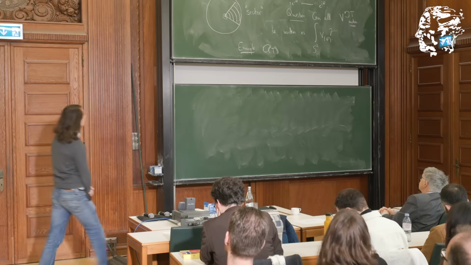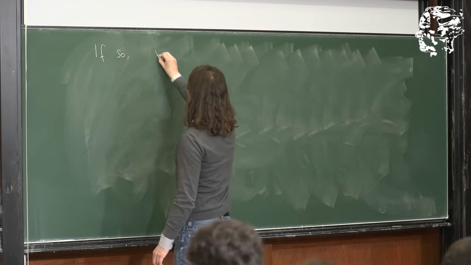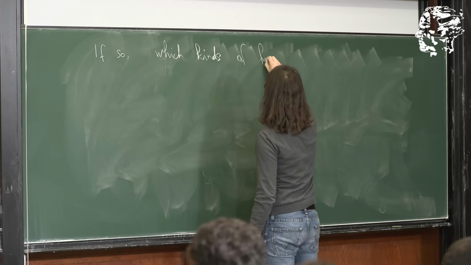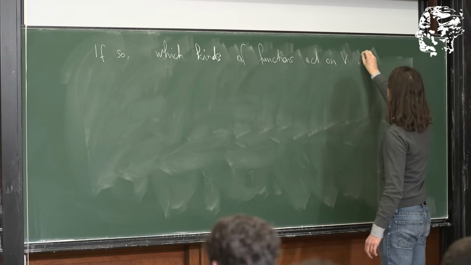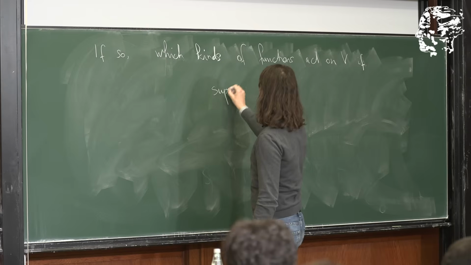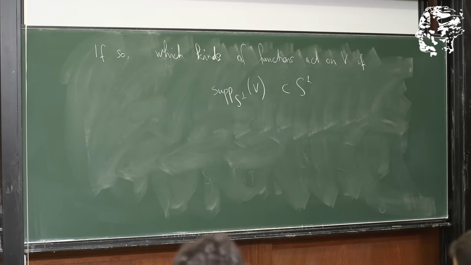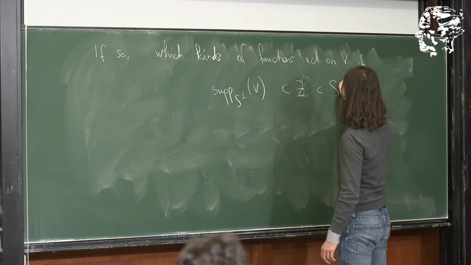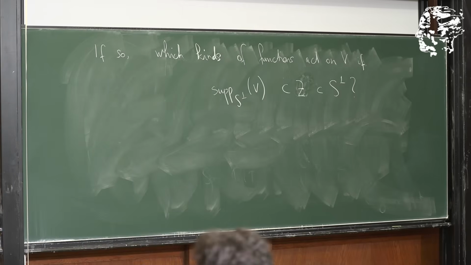But if you're hoping for a positive answer, then you can also ask, if so, which kinds of functions can act on V if the support of V in the S1 direction, as a kind of sector support, is contained in some closed subset Z inside of S1. We previously said that if the support is contained in some annulus, then some of the holomorphic functions on that annulus know how to act on V.